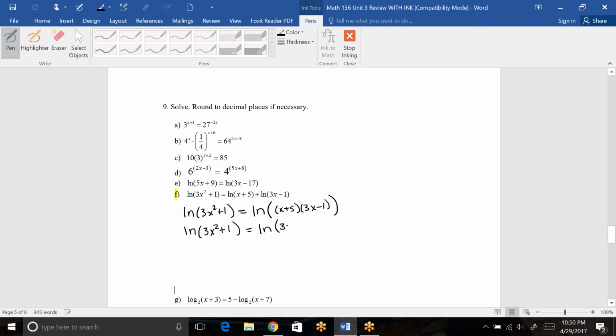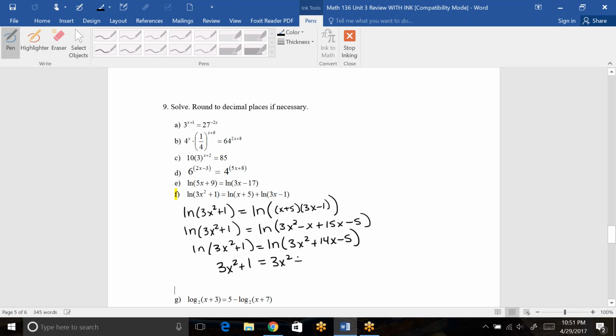So that would be 3x squared minus x plus 15x minus 5. And I'm just going to go ahead and clean that up. That would be 3x squared plus 14x minus 5. Okay, so since you have 1 log on each side and they have the same base, you can set the insides equal.